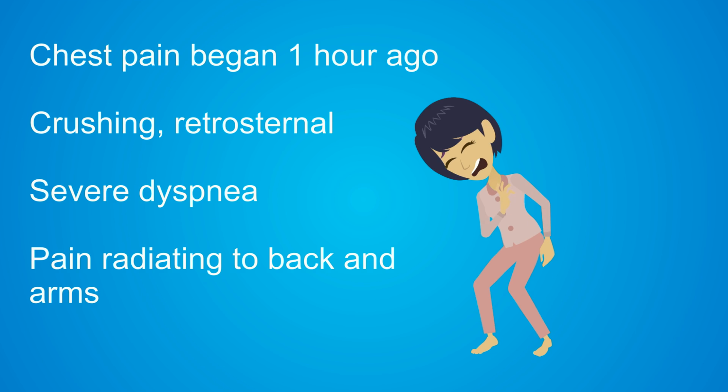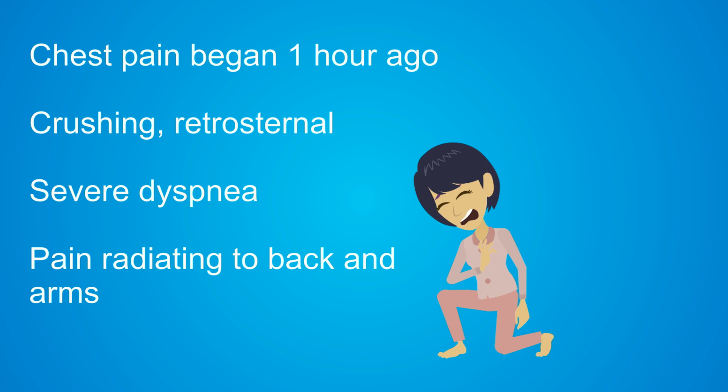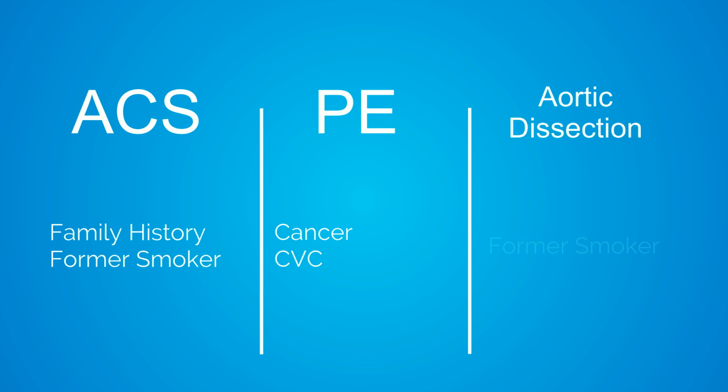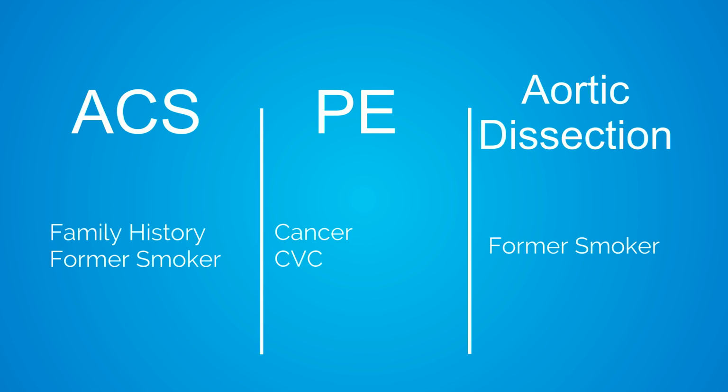What brought the patient into the emergency department is chest pain that began 1 hour ago. The patient describes the pain as crushing, retrosternal, and accompanied with severe dyspnea. The pain also radiates to the back and arms. So what's the differential diagnosis? It's really 3 things: acute coronary syndrome, pulmonary embolism, and aortic dissection.